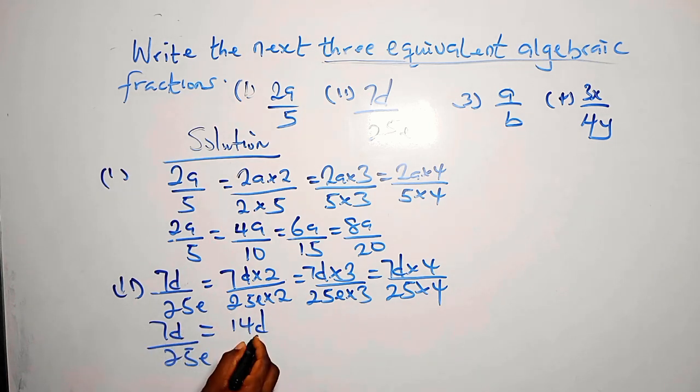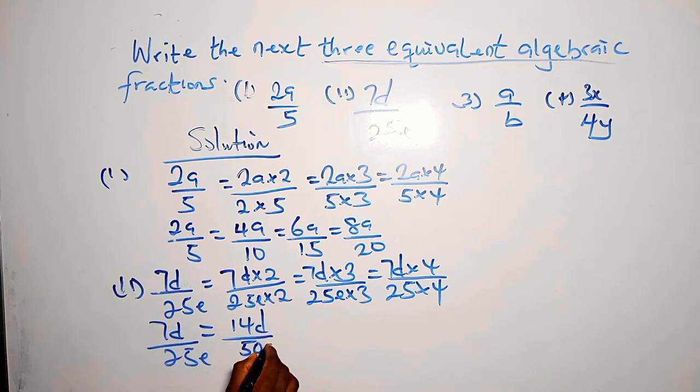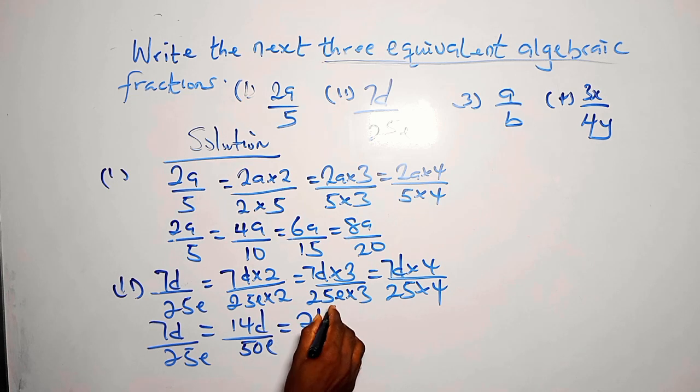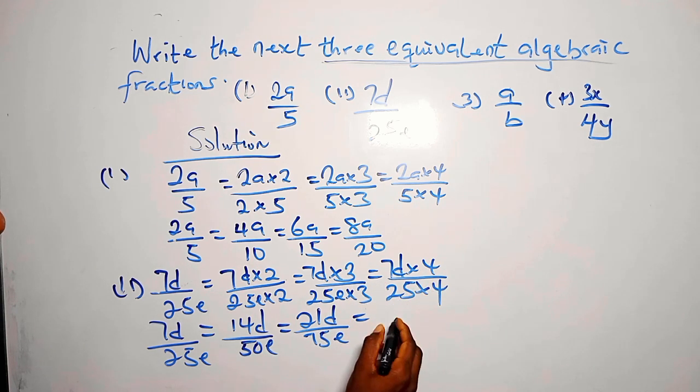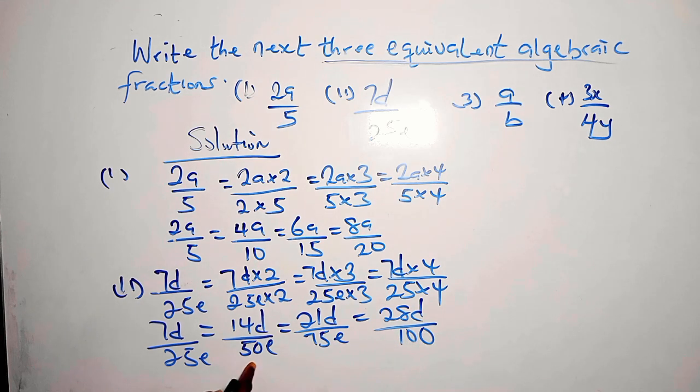We have 14d divided by 25e times 2, which is 50e. 7d times 3 is 21d divided by 25e times 3, which is 75e. 7d times 4 is 28d divided by 25e times 4, which is 100e. When we set up these fractions, we discover that they equal the given fraction.